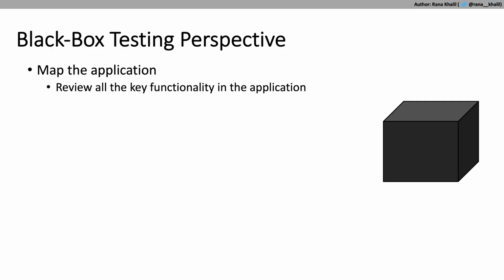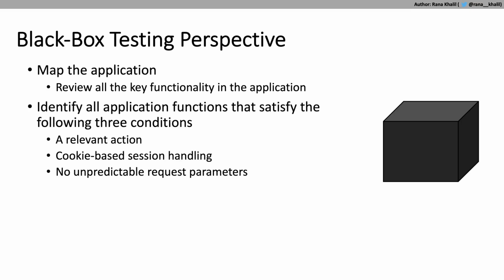Review all the key functionality in the application and make note of it. Once you've done that, identify which of these functionalities satisfy the three conditions that we talked about in the previous slides. One, it has to perform a relevant action. Two, the application has to be using cookie-based session handling. And three, there must be no unpredictable request parameters in the request. As long as it satisfies all three conditions, then it's definitely vulnerable to CSRF.